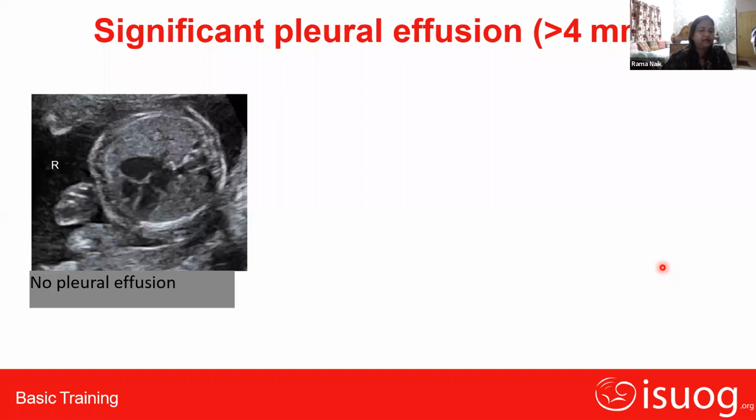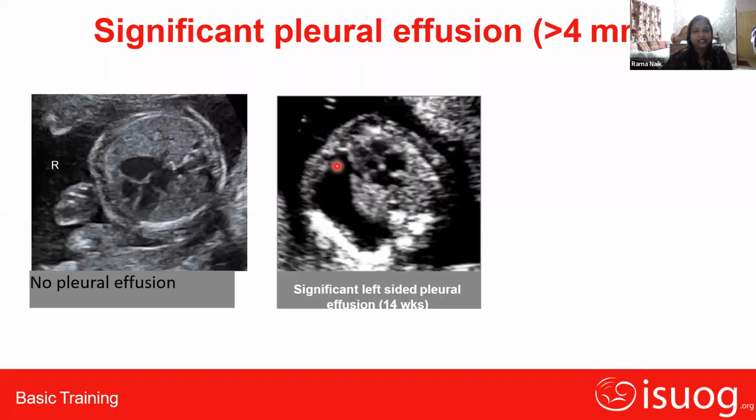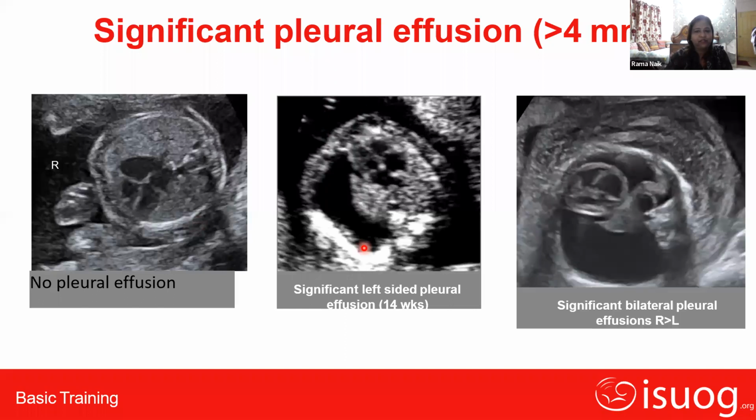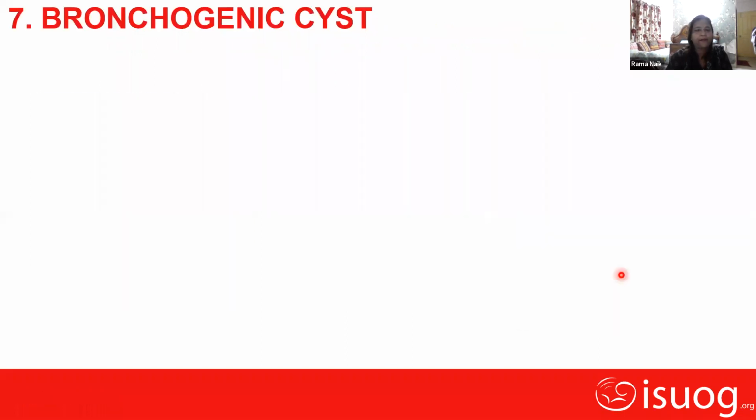In this picture, the lungs are clear with no pleural effusion, but here you can see unilateral pleural effusion. The other side is okay. This side lung is surrounded by the effusion here, and this is bilateral pleural effusion.